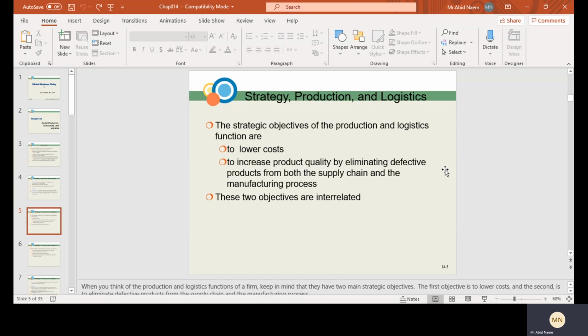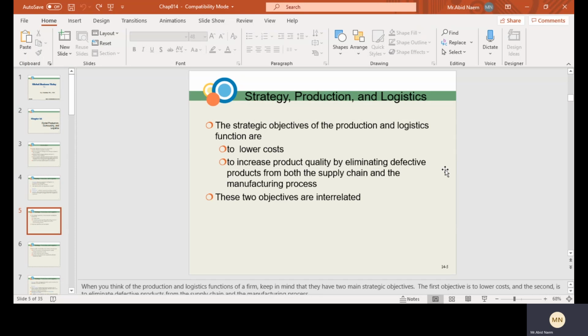Now, the strategic objectives of production and logistics functions are, the very first one, to lower the cost of production for any manufacturer while not compromising on the quality of the product and services being offered to the final consumer. And at the same time, the objective of this outsourcing or offshore production is to increase product quality by eliminating defective products from both the supply chain and the manufacturing process.